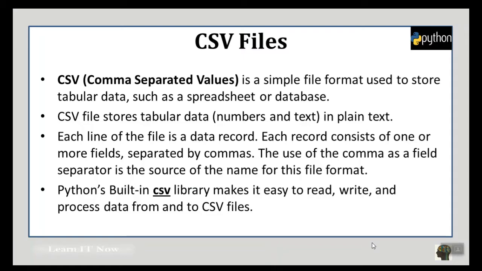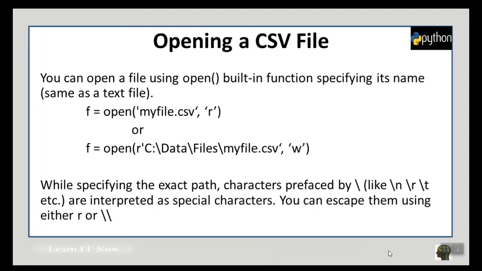The use of the comma as a field separator is the source of the name for this file format. So it's comma separated value. That's why the values are separated by comma. Python's built-in CSV library makes it easy to read and write and process data from and to CSV files. Before this, we'll just see what is a CSV file.